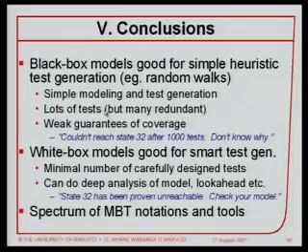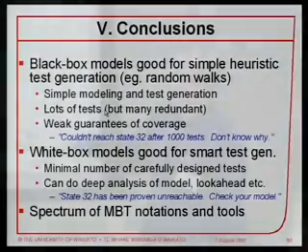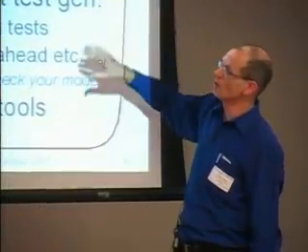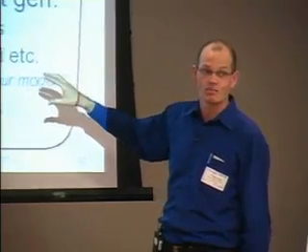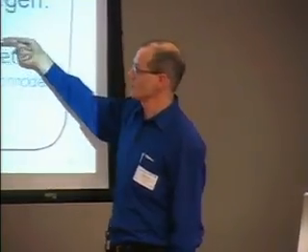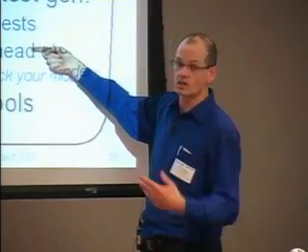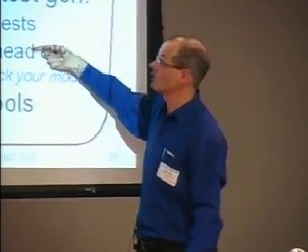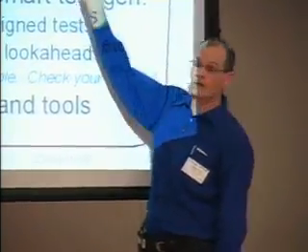So there's 2 sample points on the spectrum of model-based testing showing different styles of models. This one here was offline testing, generating the tests as Java and executing them later. This one was doing online testing. And those are just 2 points.